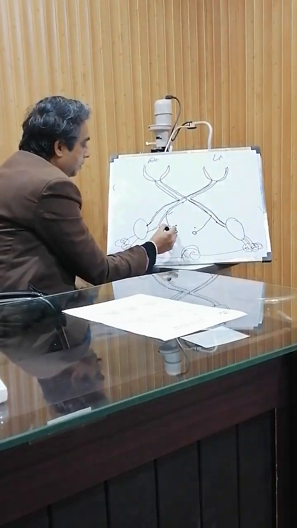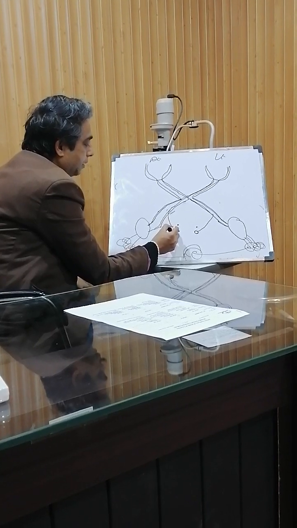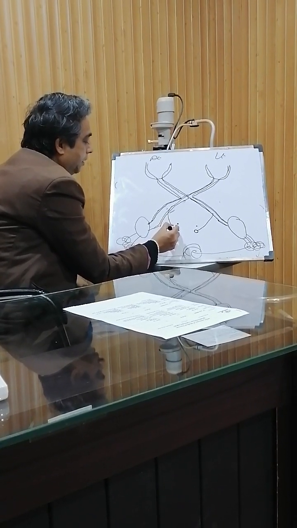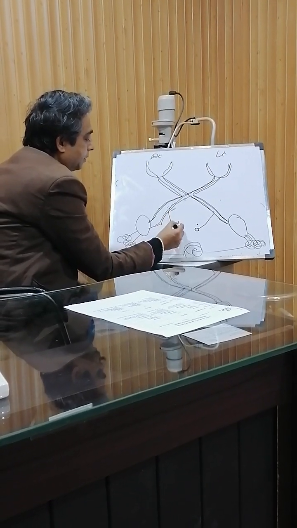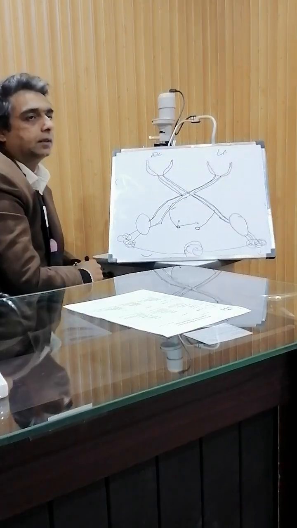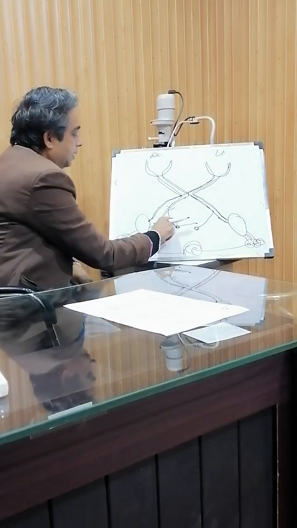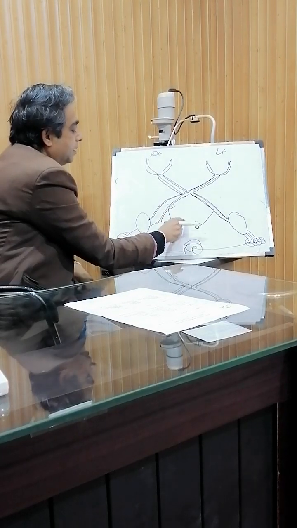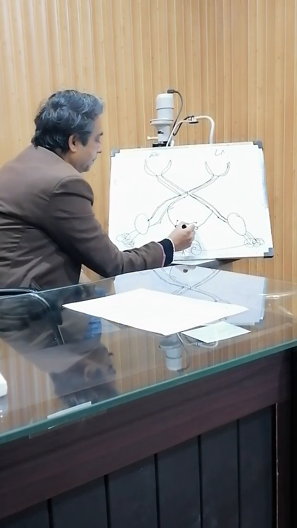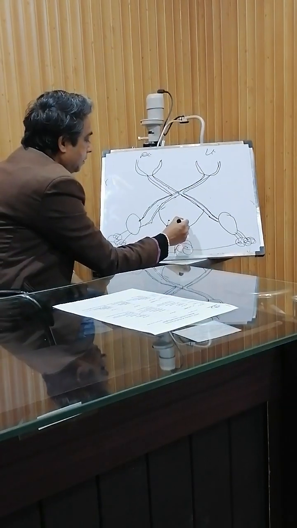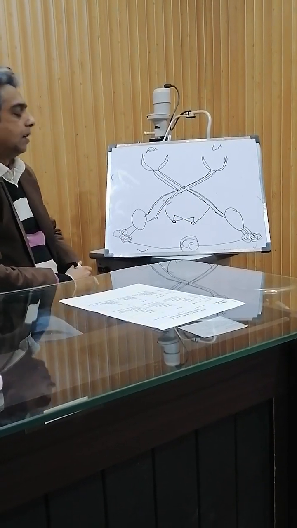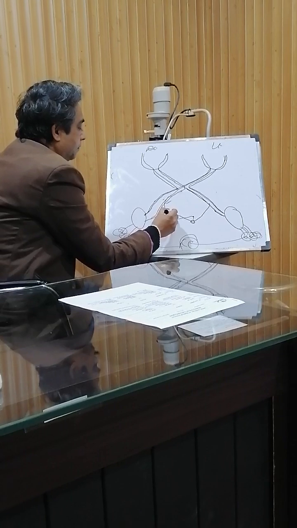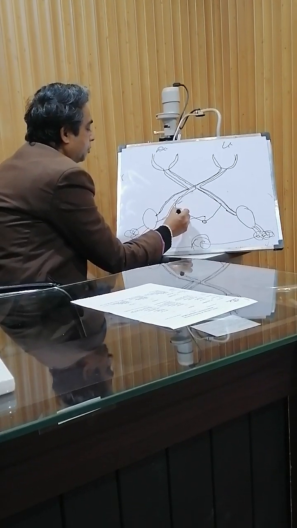Now, from each Edinger Westphal nucleus, nerve fibers pass to the pretectal nucleus of both sides, and this innervation is responsible for the consensual pupillary reflex. Similarly, to this side and to this side. Now, from the pretectal nucleus through the third nerve, they go.